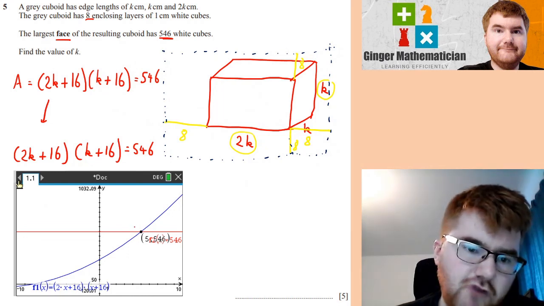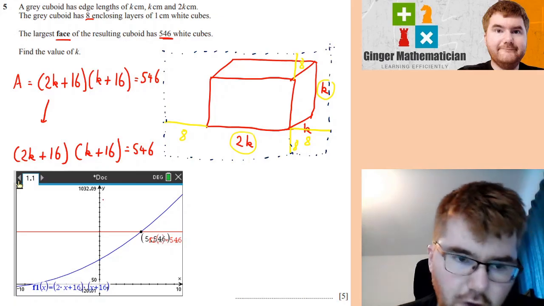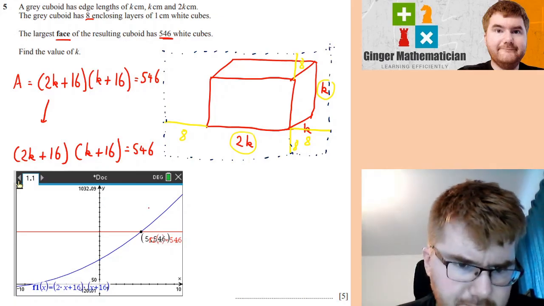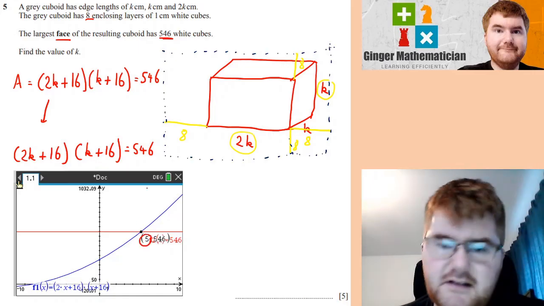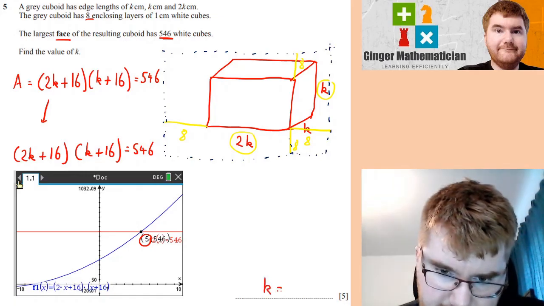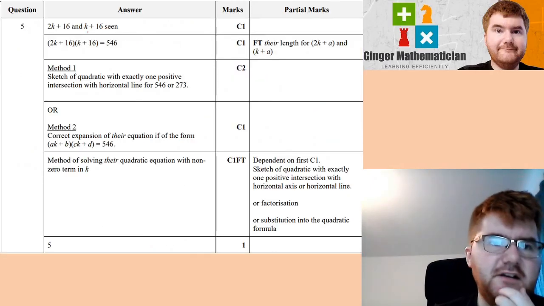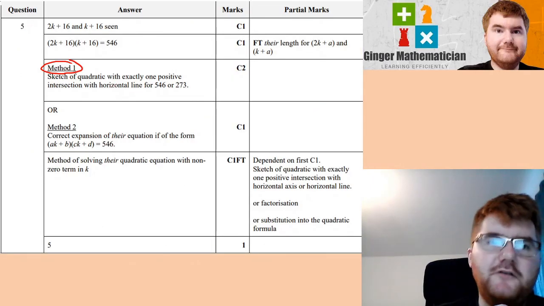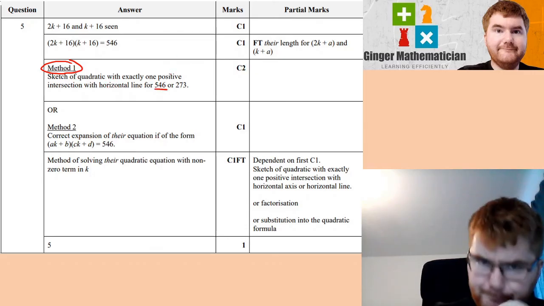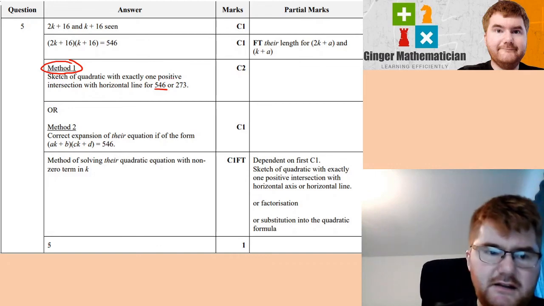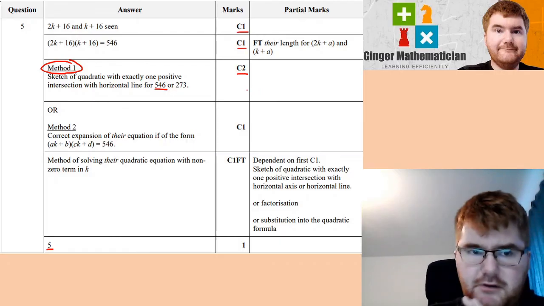So make sure you write in the intersection point, make sure you draw the two functions, and make sure you put the scales on the actual graph that you're drawing as well. And so you can clearly show the examiner that we worked out the value of k in this case is going to be equal to 5. So now I just write in k is equal to 5. You'll see on the mark scheme here that this is the first method, where I've drawn a sketch of my quadratic, and I've worked out using the horizontal line at 546 the answer of 5. And notice I get all the communication marks from the previous parts of the question.